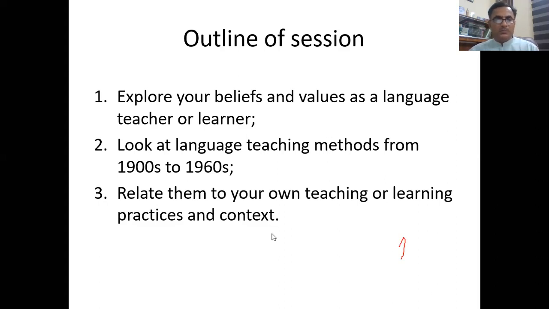Then, what are the beliefs of others, and what is your belief? What was the belief of your teacher? Then you look into the teaching methods that we have had over the last almost 100 years, and then we'll try to relate them to our teaching and learning context.